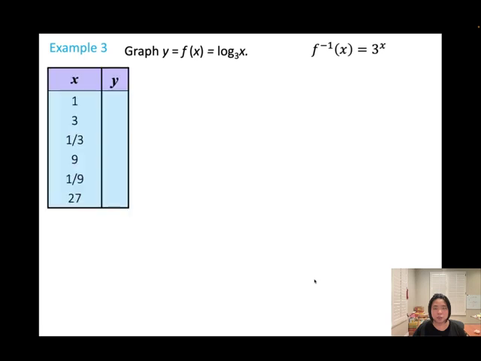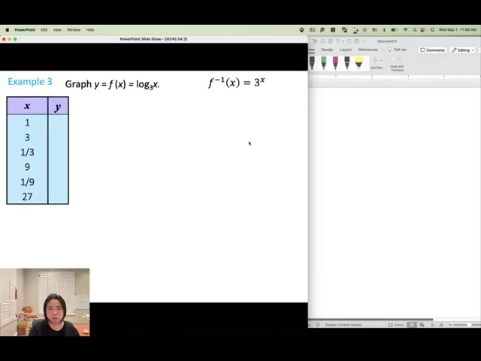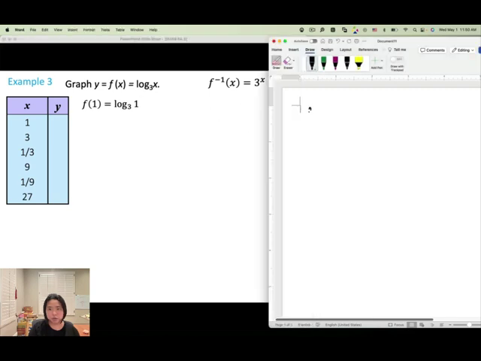Okay, this one. We know how to graph the log function already, but I want you guys to try to use this table. Plug in the x here and then find out what is the y. Okay, let's do it together, this one. So first one, we're going to plug in x equal to 1. So we have f of 1 equal to log base 3 of 1. That will be equal to 0.